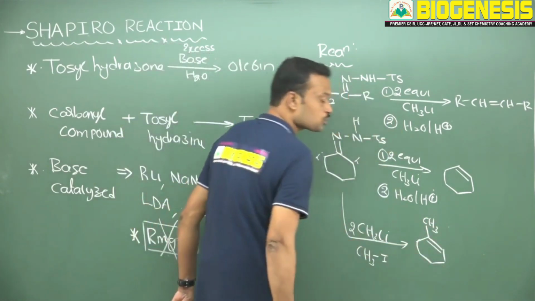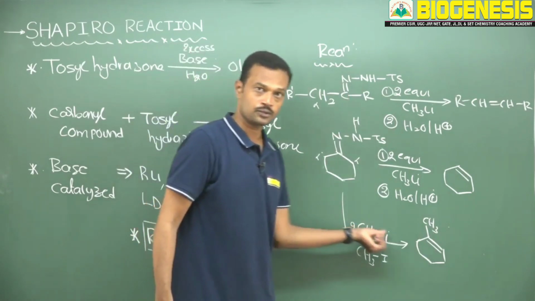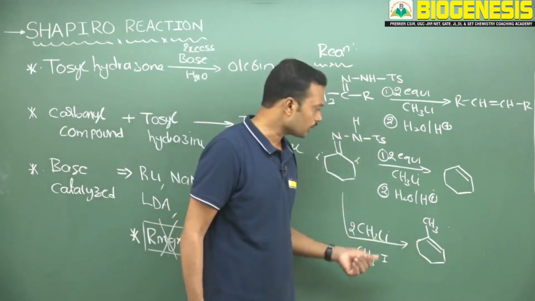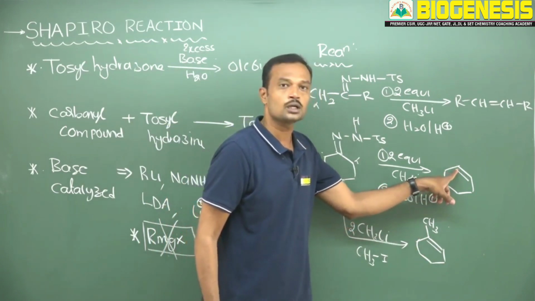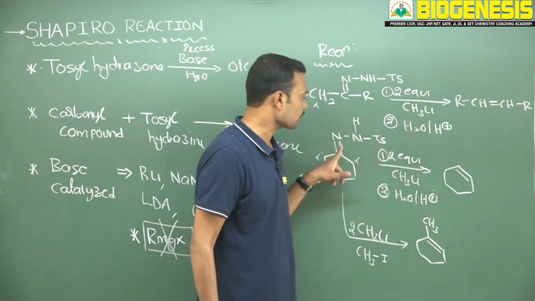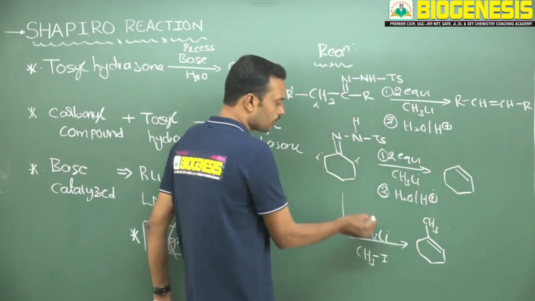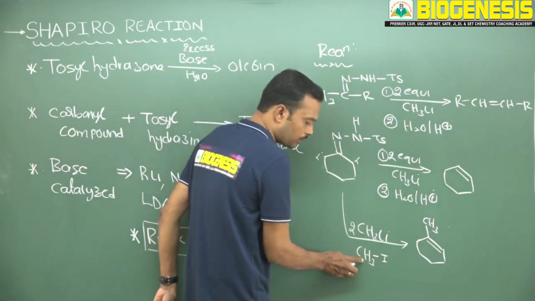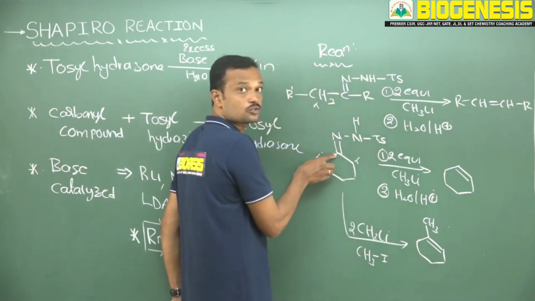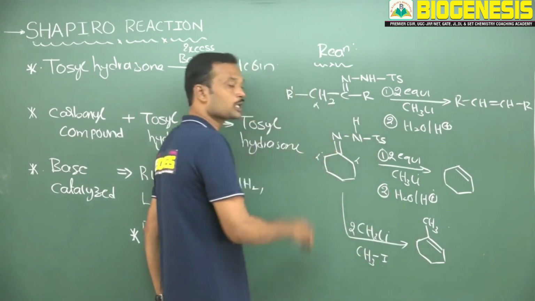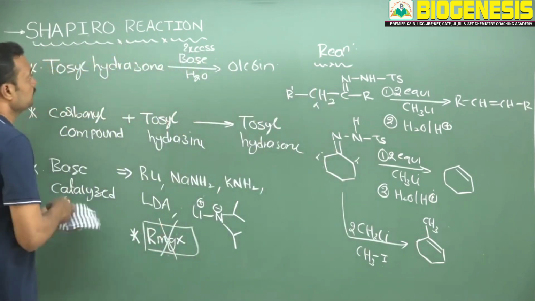This interconversion is most important for CSIR as well as GATE examination. Generally if any solvent is given, the solvent proton is going to be substituted on the carbonyl carbon, initially existing carbonyl carbon. Right now the solvent is methyl iodide, where carbon is going to be substituted on the carbonyl carbon, which initially exists in the form of tosyl hydrazone. I will explain with the mechanism how this is possible.